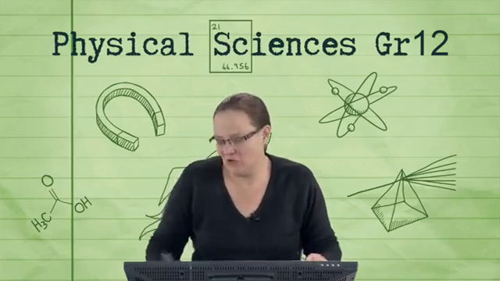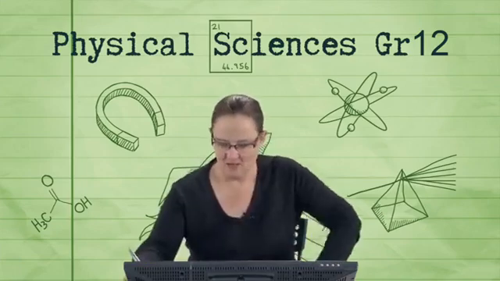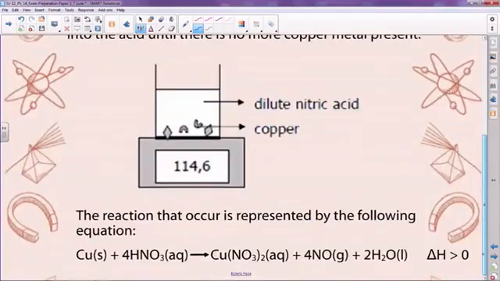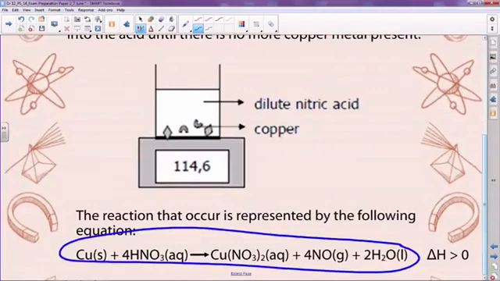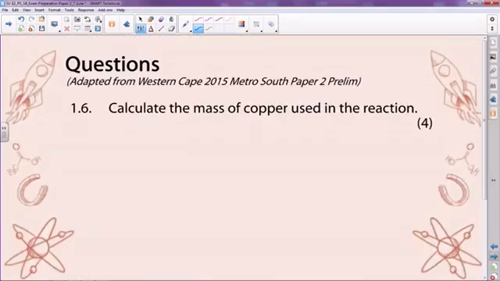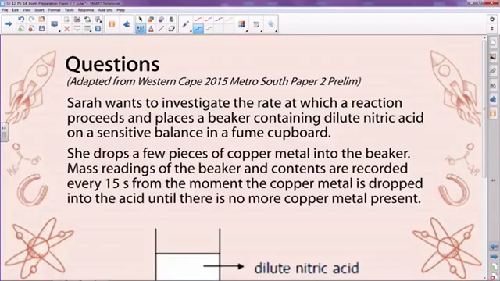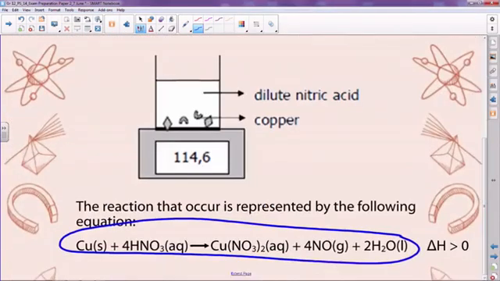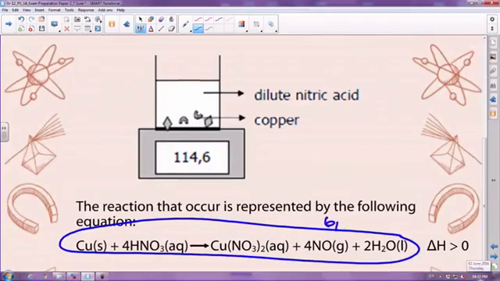You ready to tackle the last one? So, here we go. We need this. The reason why I've got this is we need the reaction again, so this is actually quite important. Now my question says to you, calculate the mass of the copper used in the reaction. Remember that what we know is that I create 6,3 grams of the NO. And now I want you to calculate how much copper is used.